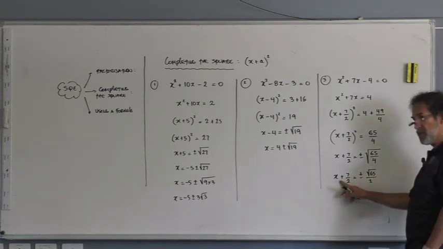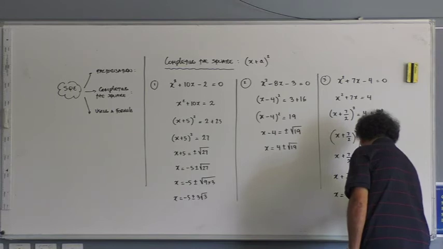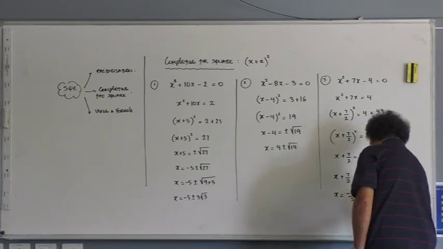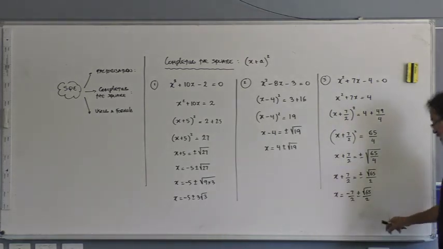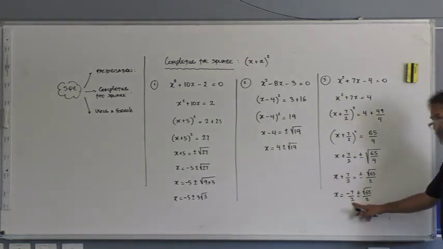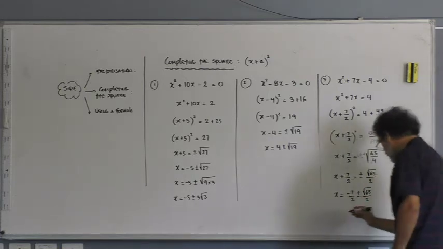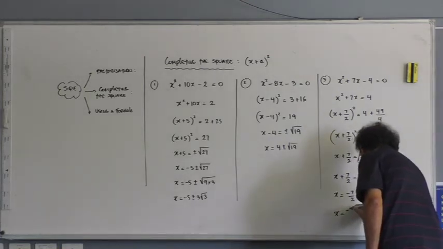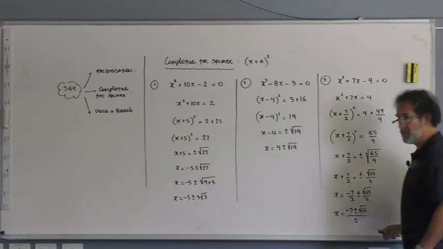And then we move this over the other side. So we're going to have x is equal to negative 7 on 2 plus or minus square root of 65 on 2. But then finally, if you really want to impress your teacher, in here you have the same denominator. Can you see that? So we can put this in a more compact way. So you say x is going to be equal to negative 7 plus or minus the square root of 65, and then the whole thing divided by 2.